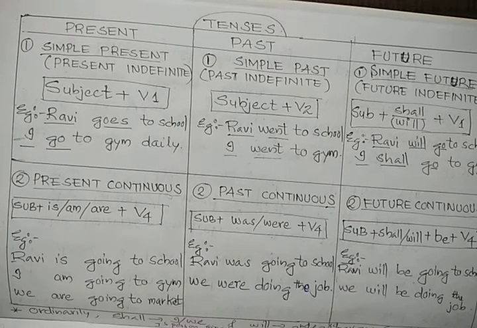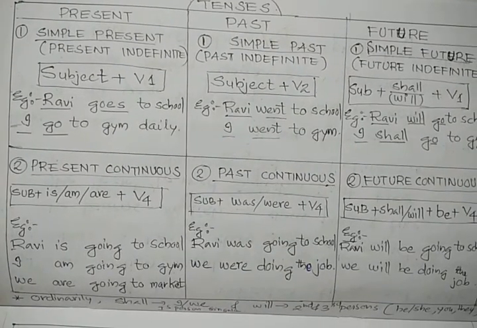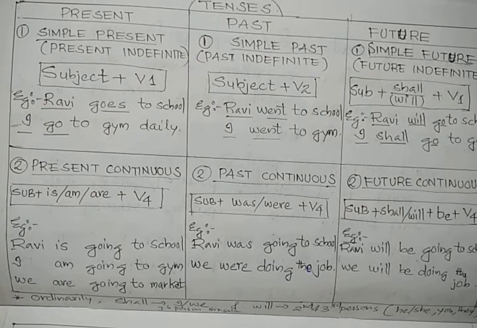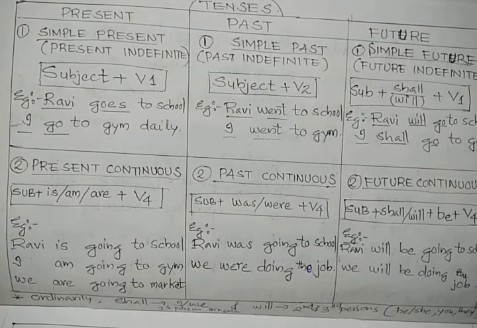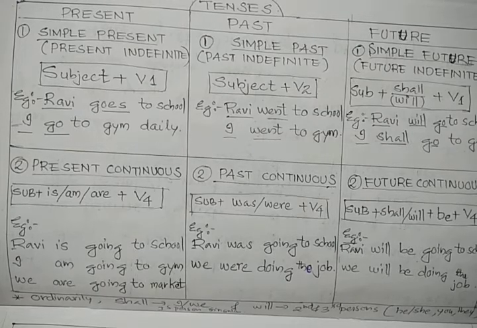Here we can see shall or will. Normally shall is used with first person singular, I or we, and will is used with second and third persons. Second person is you and third persons are he, she, they. Let's go to the next page.